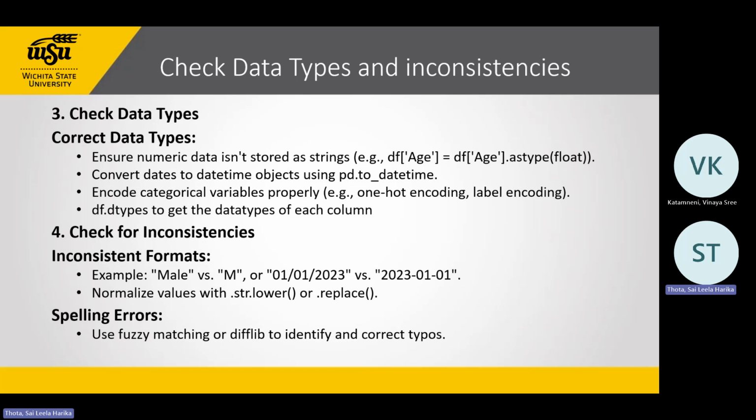And you can normalize the values by using str.lower or replace. If you want all your column names as lowercase, you can apply methods like str.lower, and it will make all your column values lowercase letters. And you need to check for spelling errors, and you also need to check the data types.